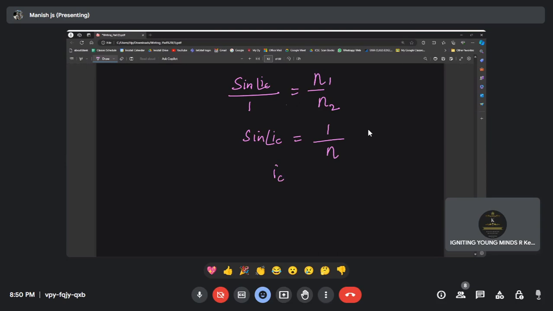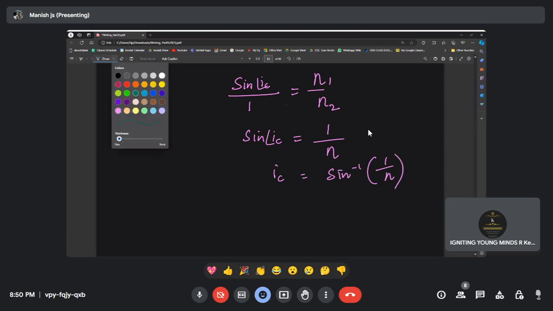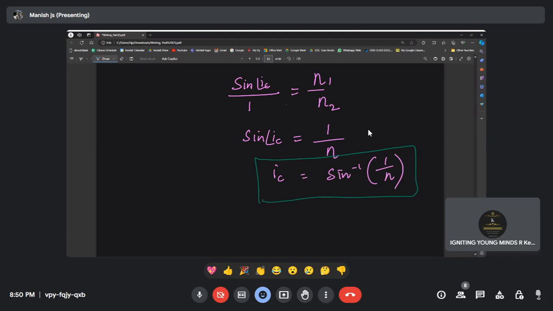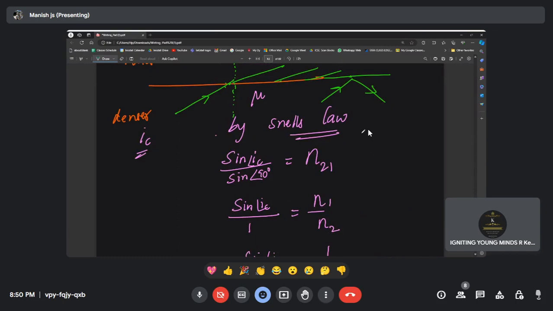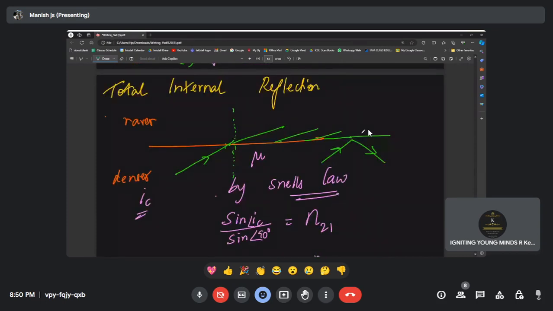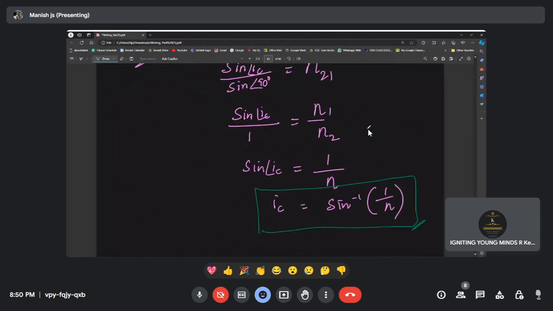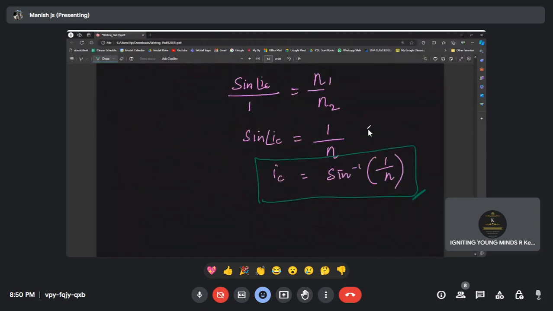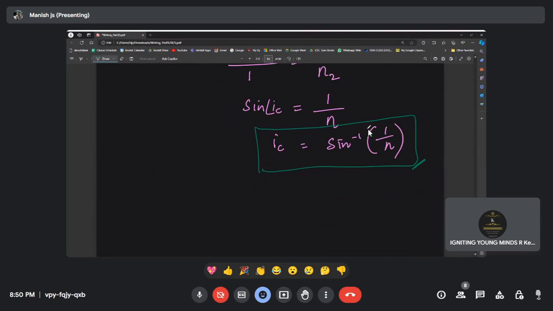Therefore, what is the value of IC? IC is sine inverse of 1 upon N. This is the expression for critical angle. We have derived the relationship: the concept of total internal reflection, and by using that, how you can find the expression for critical angle using Snell's law. So this is how you apply it. These are the different concepts, children, which are necessary.